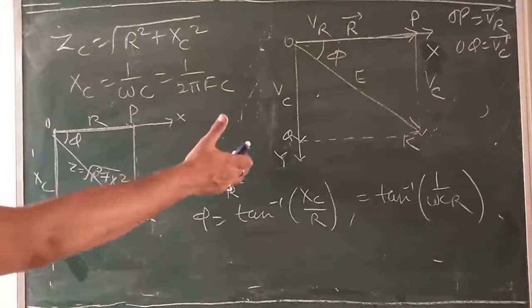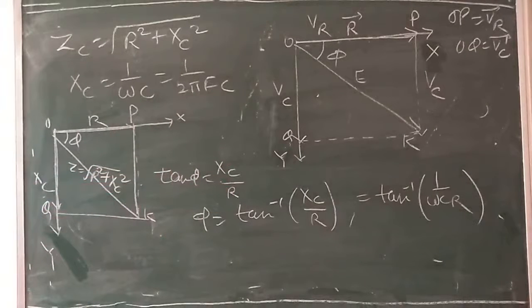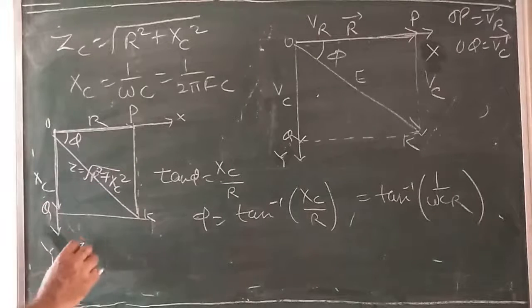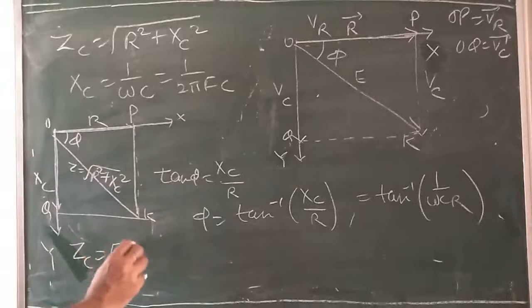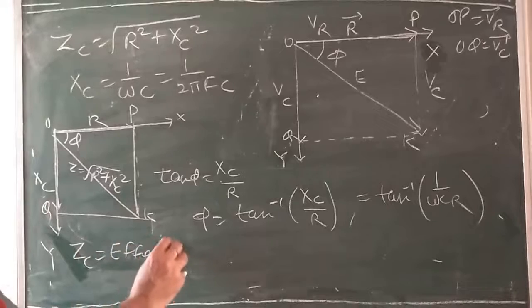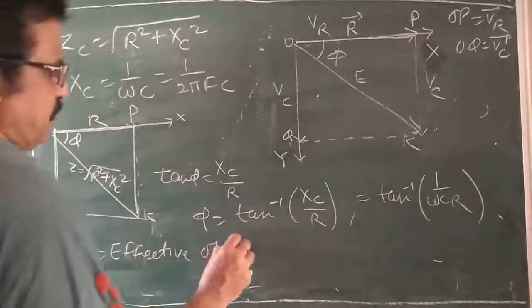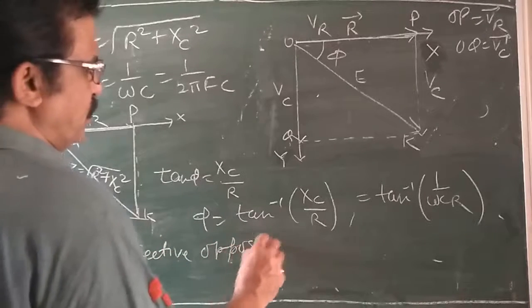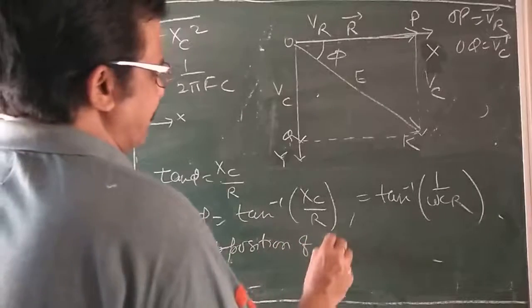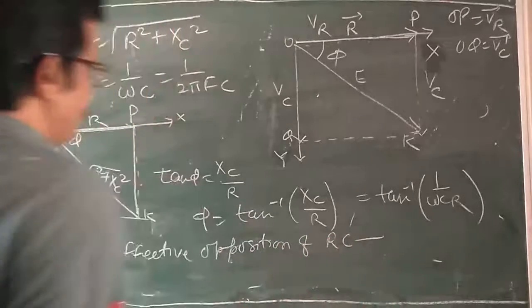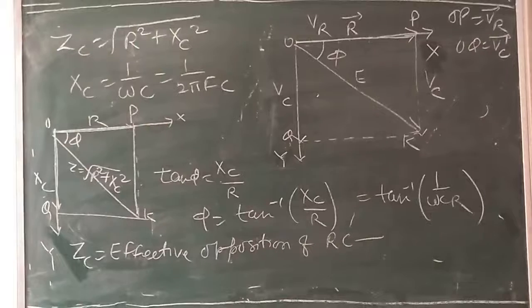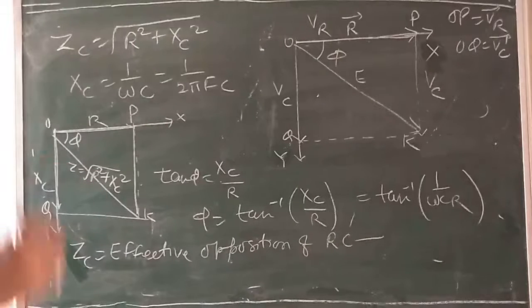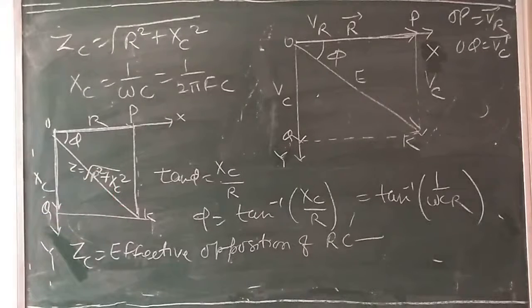This ZC which we are using here is the effective opposition offered by the RC circuit. It is the effective opposition of the RC circuit. Is it clear? So this is the RC circuit, dear children. Write down.